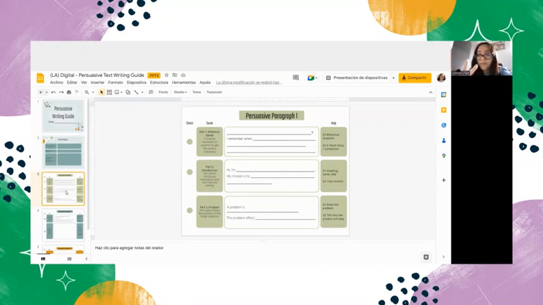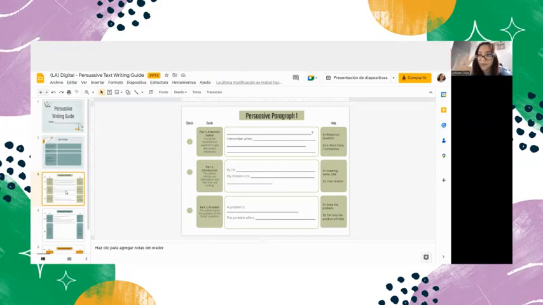Then you're going to have your part number 2, which is your introduction. The author introduces themselves and why they are writing. And here you have 2 sentences. Sentence number 1, greeting, name and title. And then you have your sentence number 2, which is your mission. What is your mission? Why are you doing this?